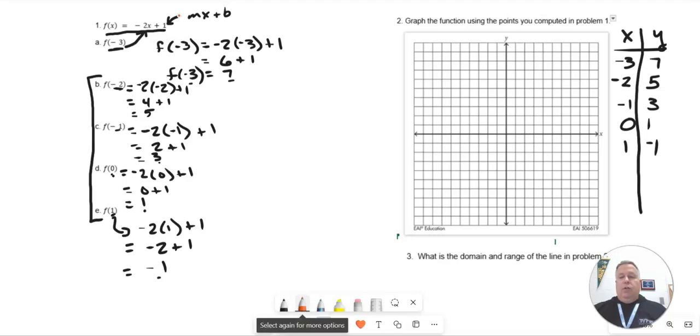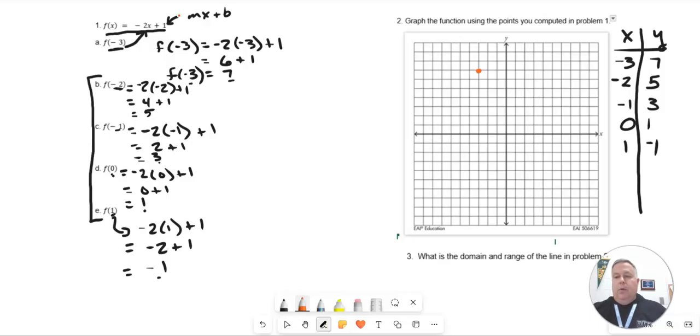Now we want to plot them on this graph over here to the right. Go ahead and pause the video and graph that up. Make sure you're using a ruler to connect the dots. All right, welcome back. Here we go. Let's start plotting our first point, -3, 7. 1, 2, 3. 1, 2, 3, 4, 5, 6, 7. All right, there's my first point.